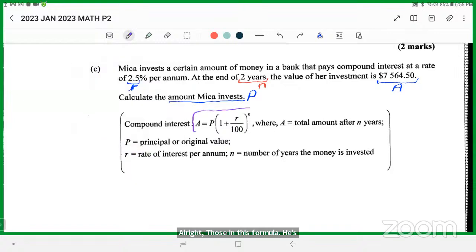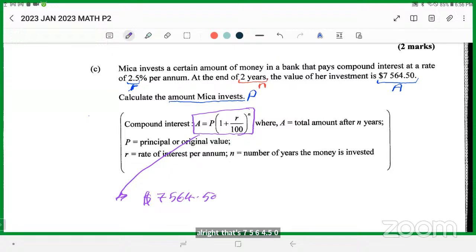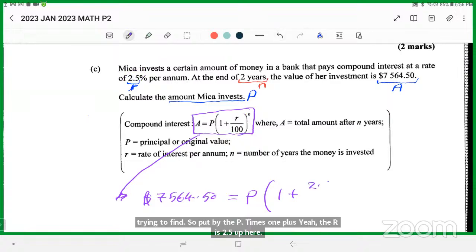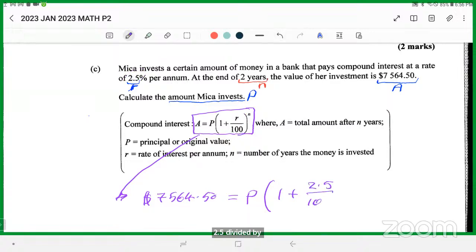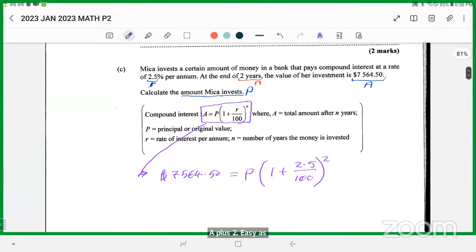Using this formula, I'm going to just write it here. The amount is $7,564.50, which is equal to the principal that we don't know, that we're trying to find. So P times 1 plus the R, which is 2.5 divided by 100, raised to the power n. The n is this 2 right here. N equals 2.